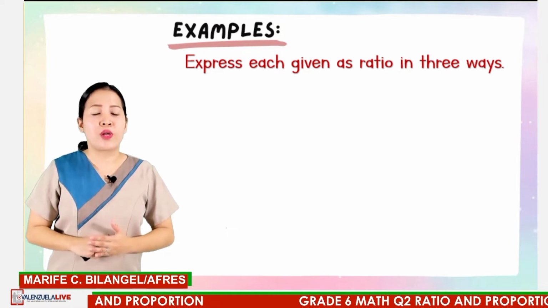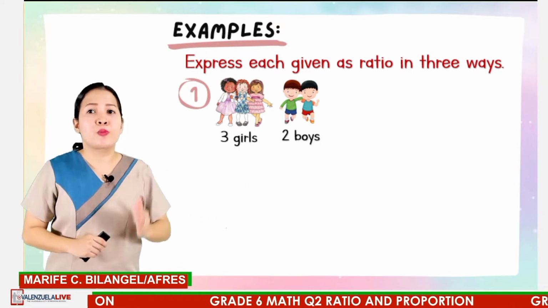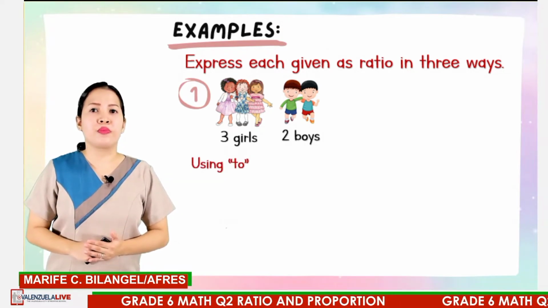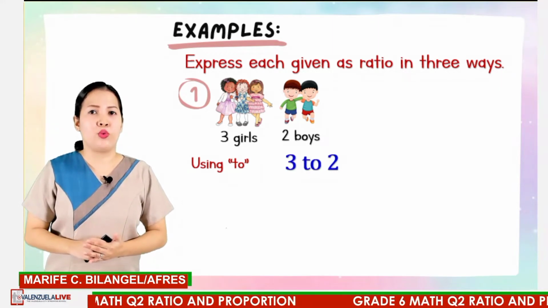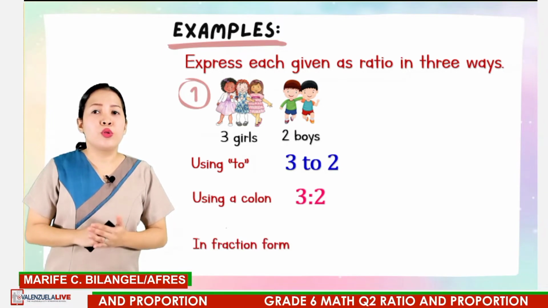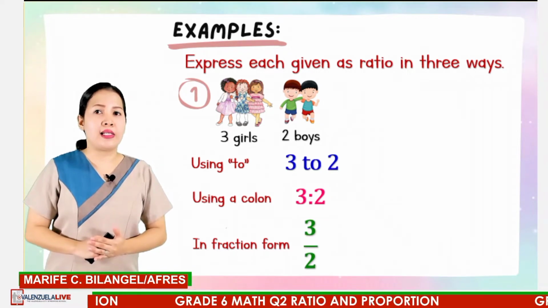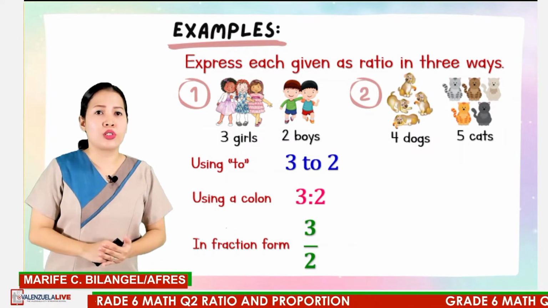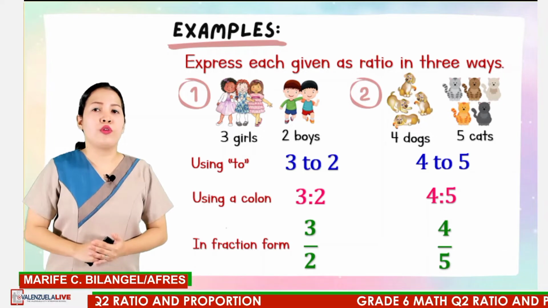Express the given as ratio in three ways. Let us have 3 girls and 2 boys. Let us express it as ratio of girls to boys. Using the word to, it is written as 3 to 2 and it's also read as 3 to 2. Using a colon, it is read as 3 to 2. And using or writing it in fraction form, it is also read as 3 to 2. Another example, if we get the ratio of 4 dogs to 5 cats. So it is written as 4 to 5.